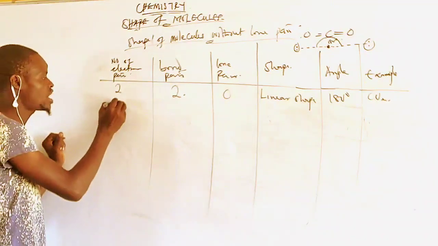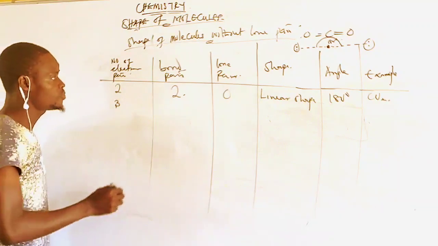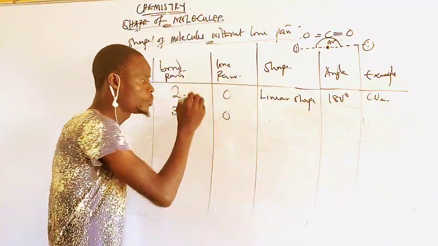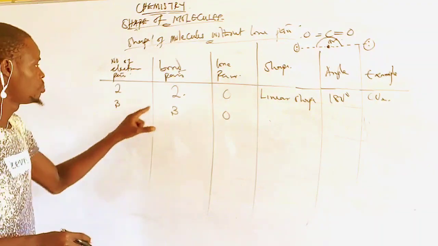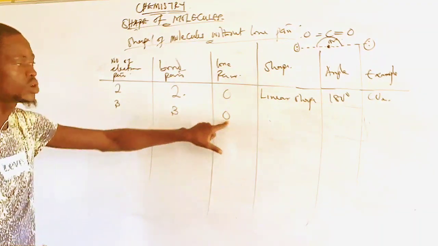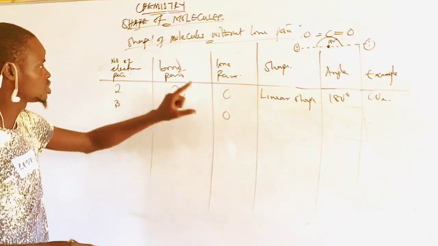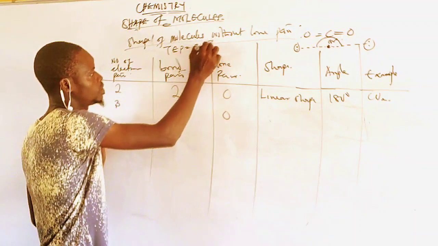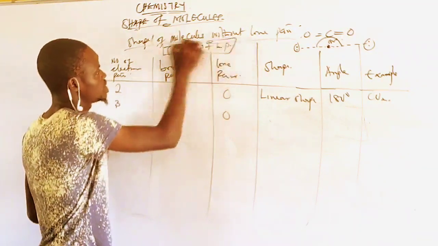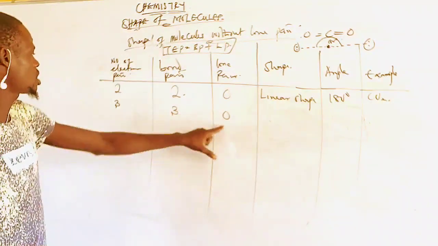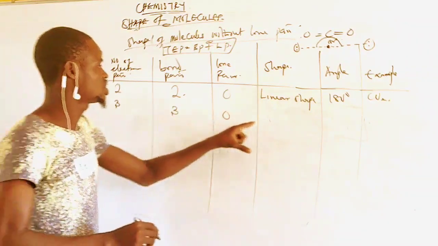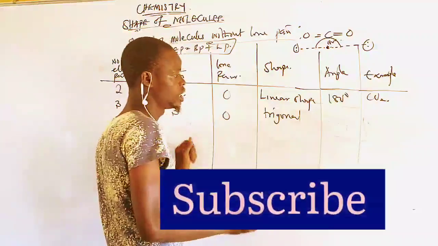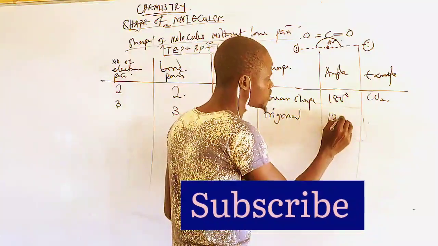Now, number 2. If I have a total of 3 electron pairs, the bonding pair is equal to 3, and there is no lone pair. Don't forget I'm using the same formula: total electron pairs is equal to bonding pairs plus lone pairs. So take note of this. The addition of this plus this is equal to 3, then the shape of the molecule is trigonal planar, and the bond angle will be equal to 120 degrees.